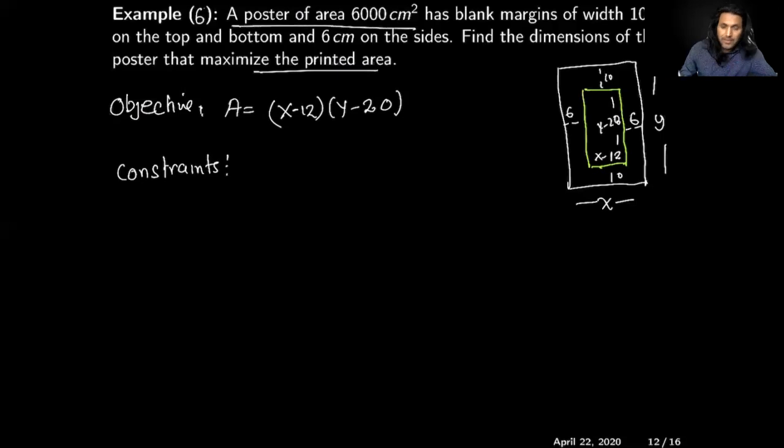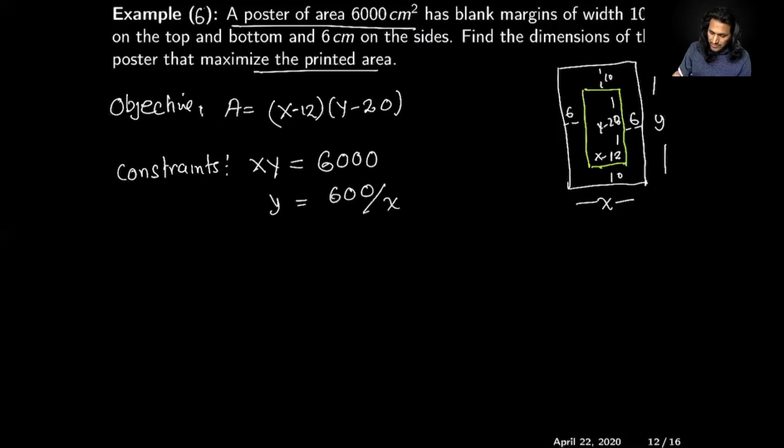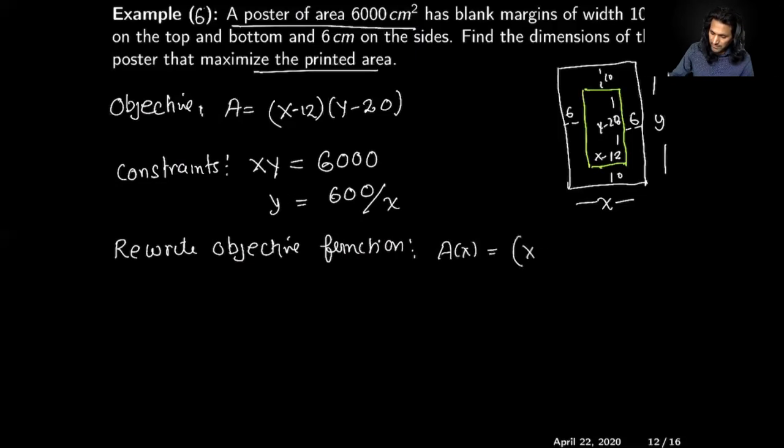The constraint is the poster area can only be 6,000. So x times y is the area of the poster. It can only be 6,000. Therefore, y is equal to 6,000 divided by x, and I will rewrite my objective function. If I rewrite it, it will be a function of only one variable, x minus 12 times y, which is 6,000 divided by x minus 20.